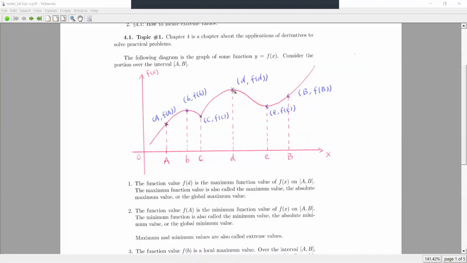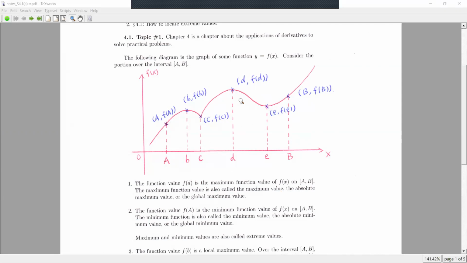So the function value at this point, the function value being the y-coordinate of the point, f of d, is the maximum function value of the function on this interval BA to BB. It is important to emphasize that this is the maximum function value of this portion, not the maximum function value of the whole graph.